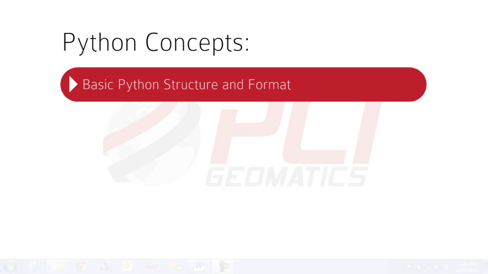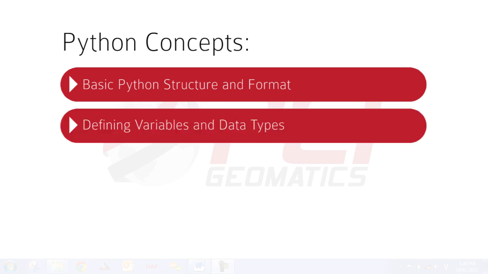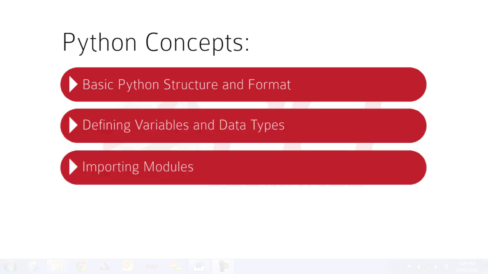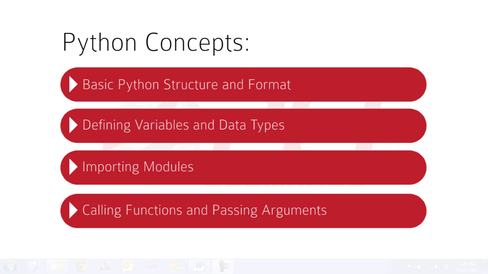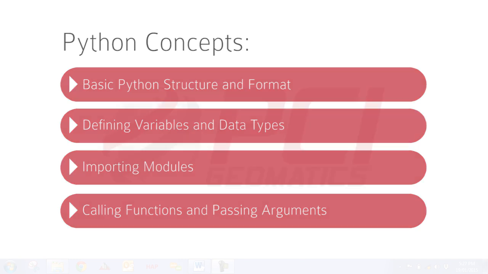For this first script we are going to develop, there are a few key concepts we are going to introduce. These include basic Python structure and format, defining variables and data types, importing modules, and calling functions and passing arguments to them. It's okay if you're not already familiar with these concepts, as we're going to discuss them as we introduce them when writing our first script.